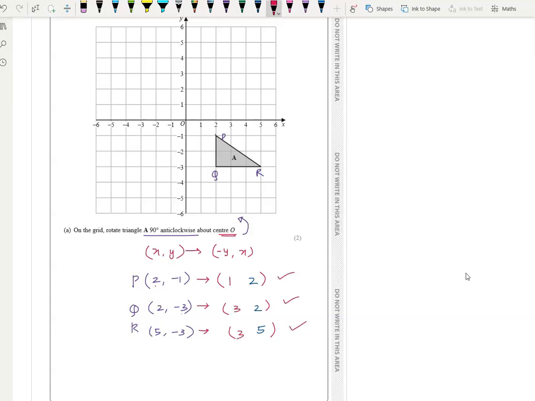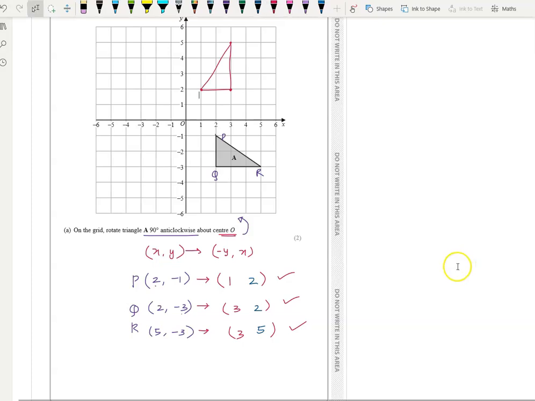Plot these points and you get your required triangle. x is 1, y is 2, so this is point P prime. x is 3, y is 2. x is 3 and y is 2. And x is 3 and y is 5. Join it, you get your required triangle. The best way is to use your tracing paper to get the answer.